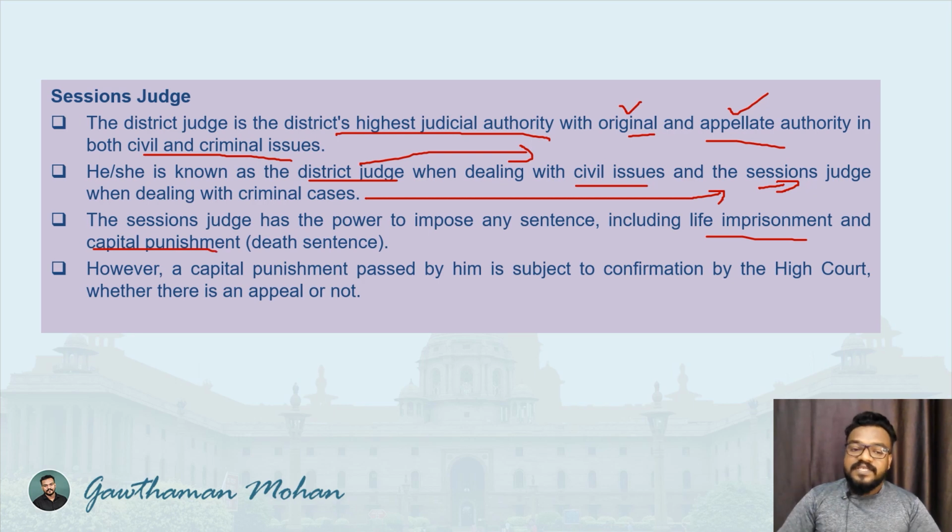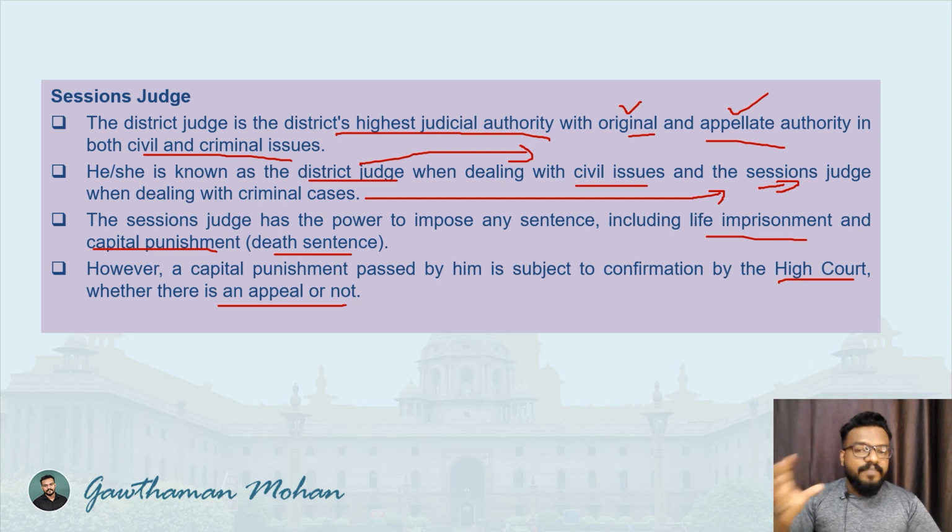Capital punishment means the death sentence. So the sessions judge itself has that power. It is not only the High Court or the Supreme Court that has the power for issuing life imprisonment and capital punishment. The sessions judge has the power to impose life imprisonment and capital punishment. But a capital punishment passed by the sessions judge is subject to confirmation by the High Court whether there is an appeal or not.